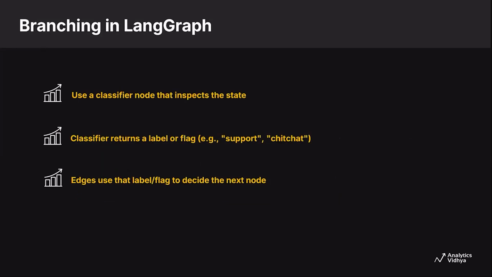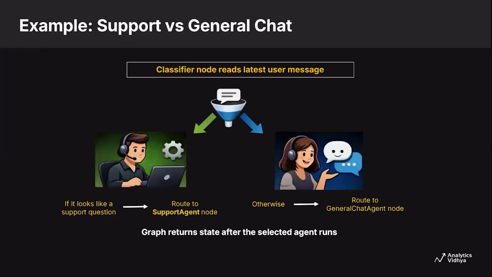Now, typically in LangGraph, branching is achieved as follows. You have a classifier node, which classifies the intent based upon the values provided in the state. The classifier will then return a label. This label will indicate which successive node to invoke, and the edge will use that label to decide which is the next node to be invoked in that workflow. For example, let's say the classifier node at the top will read the latest user message, and based upon the intent, it will either route it to a support assistant or a general chat assistant.